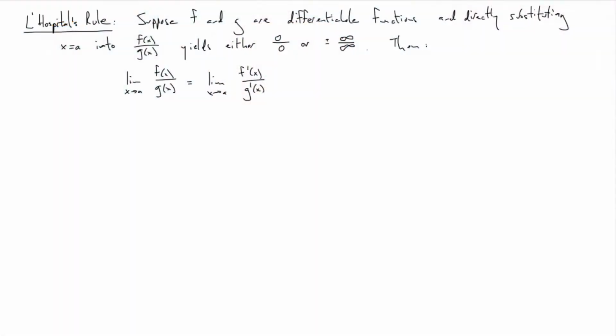Hey, today we're going to look at a powerful technique for computing limits known as L'Hopital's rule. And here's what it says. It says, suppose you have two differentiable functions, f and g, and you're trying to compute the limit as x approaches a of f of x over g of x. Well, suppose if you directly substituted x equals a into both of those functions, you would get something of the form 0 over 0, or positive or negative infinity over infinity.